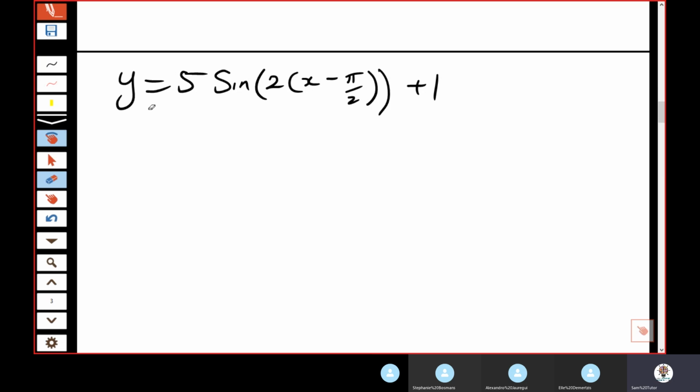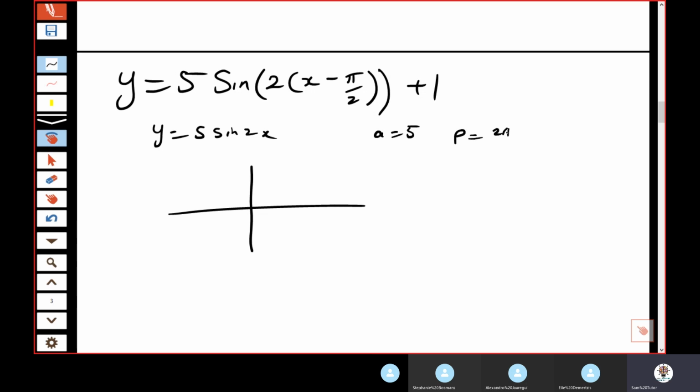All right, let's do it. Y equals 5 sine 2x. So my one would look like this. Again, I know amplitude is 5, period is 2 pi on 2. So I should see one sine every pi, or every 180 degrees. So it'll look like this.